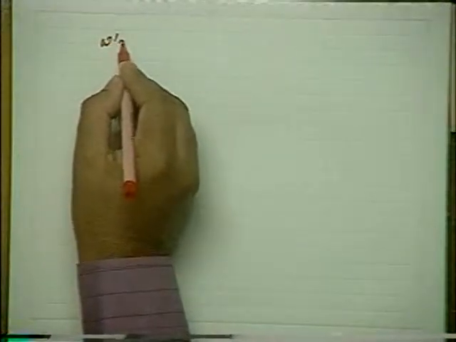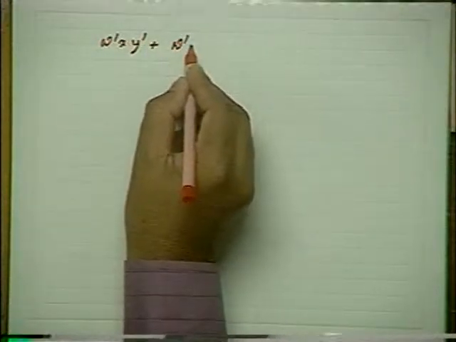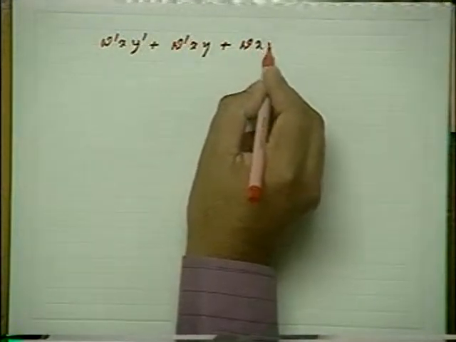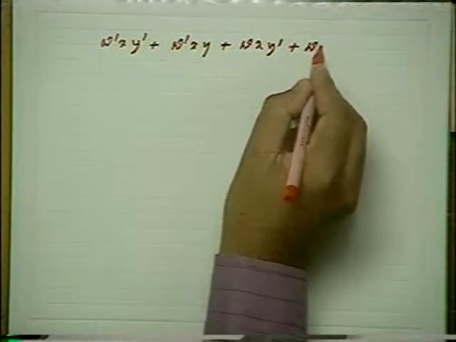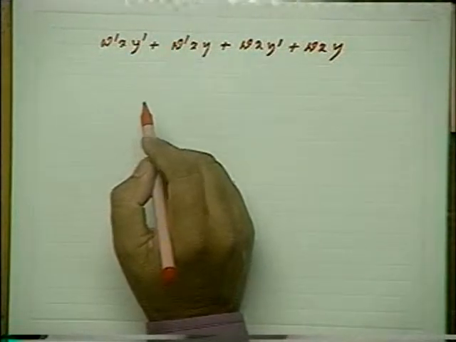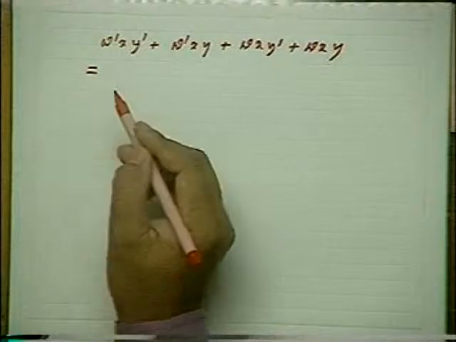Now let's take another example where we are using the rules of switching algebra to convert a switching expression from one form to the other form. Let the example be w bar x y bar plus say w bar x y plus w x y bar plus say w x y. Say this is the expression. Let's try to convert it into another form.